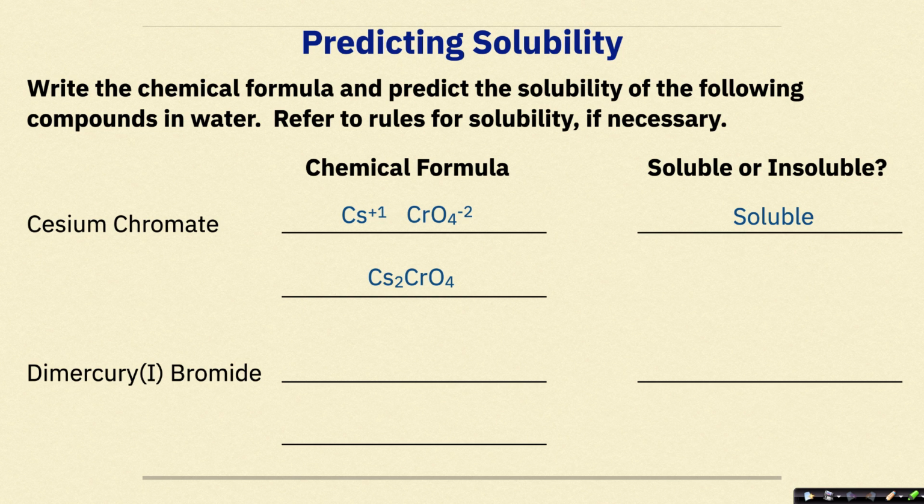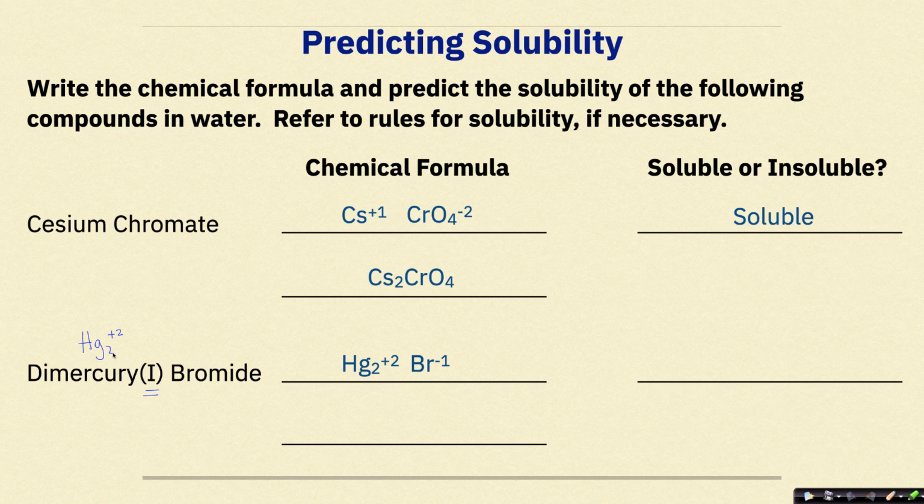Finally, dimercury(I) bromide. Now, dimercury is a weird little polyatomic. Dimercury is Hg2+2. Now, this 2 here comes from the bond between the 2 mercury atoms. So that is really +1 for each mercury. So don't get thrown off by that. It's a little weird. So the positive ion is Hg2+2, which is a polyatomic.